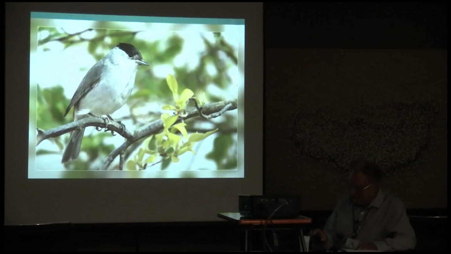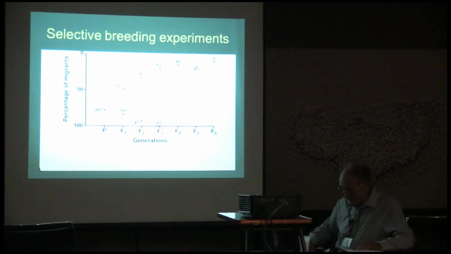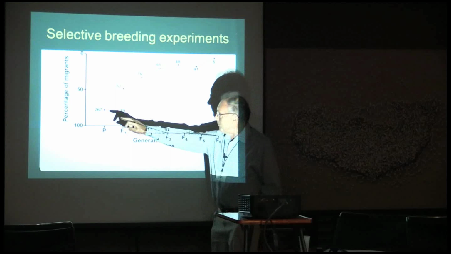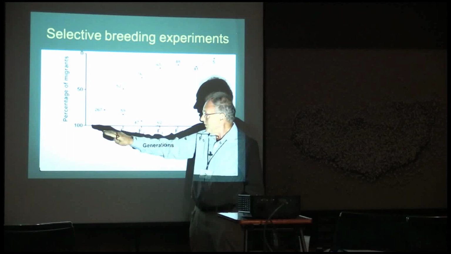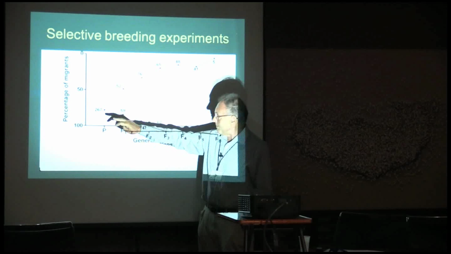Yes, I'll just go back to the work on inheritance. The other thing that Berthold's team did was to get blackcaps from a population that were partially migratory. The scale here goes from 0 to 100, that's no migratory birds in the population, 100% resident, to 100% migratory in the population. They started in the population where about 20% of the birds showed migratory behavior in cages.